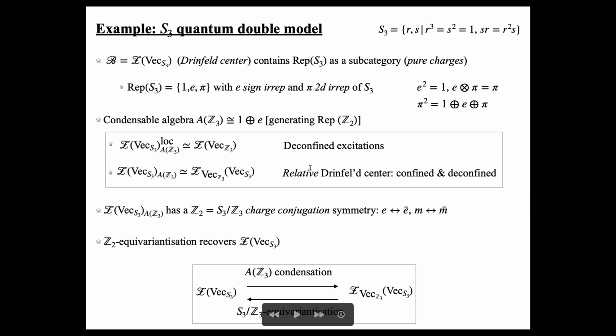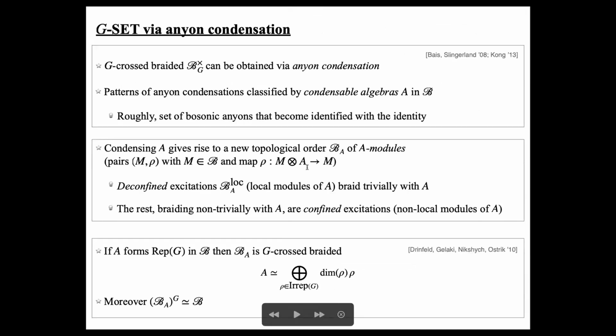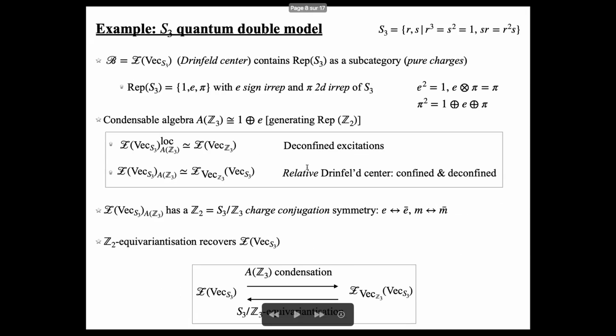And then if you do equivariantization with respect to the Z2 charge conjugation symmetry, then you go back to the center of S3 we started with. So this is this general thing I was showing here in the example. If you start from the center of S3, you condense this algebra which is associated to Rep C2, then you obtain a theory that has a Z2 symmetry that you can take to go back to the original.